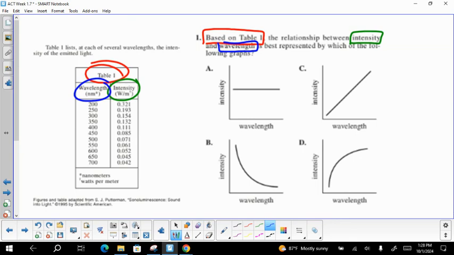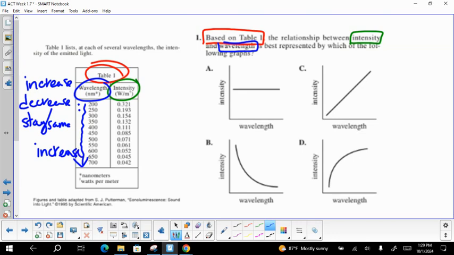So I'm going to look at this data, and if I take the wavelength, it goes from 200 to 250, so that's increasing. We're going to be looking for increase, decrease, stay the same. Or maybe it does a little bit of both, okay? So here, 200 to 250, increase. To 300, increase. If you look, as I go down this column, the numbers are increasing. So wavelength is going to increase.